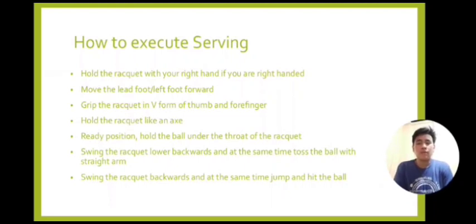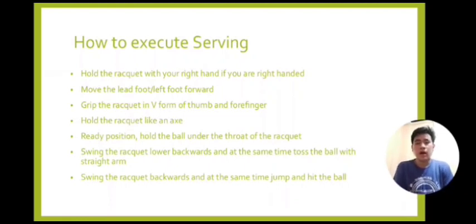Then you will grip the racket with the V form of thumb and forefinger. You will be holding the racket like an axe in the ready position. This is the time when you are about to execute. In your ready position, you are holding the ball under the throat of the racket, and we'll discuss the throat, the parts of the racket, later.